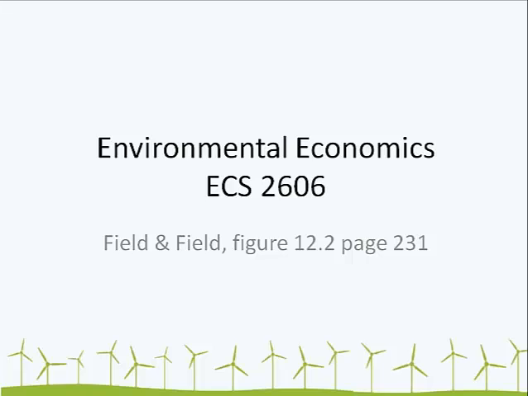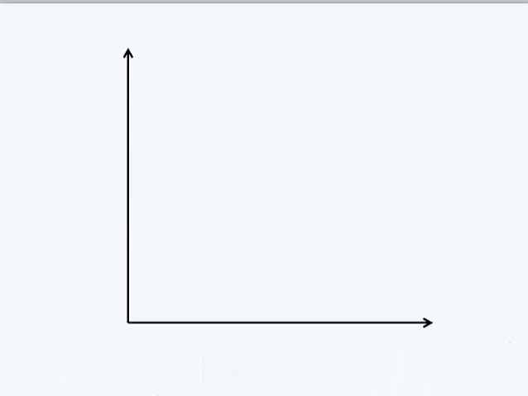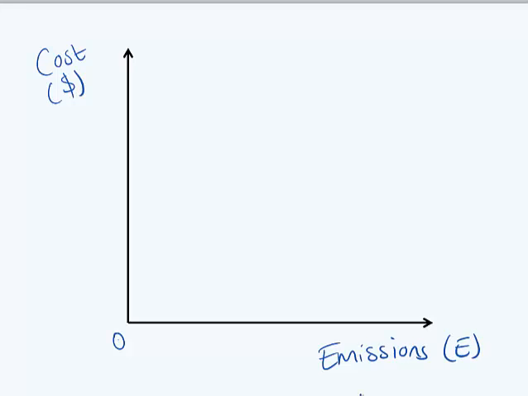We're looking at figure 12.2 on page 231 of your textbook. I'm going to start by drawing a marginal abatement cost curve. So my vertical axis is called cost. You can put a little dollar sign there. Put a 0 to show the origin, and then over here I'm going to write emissions on my horizontal axis. Let's make it capital letter E.